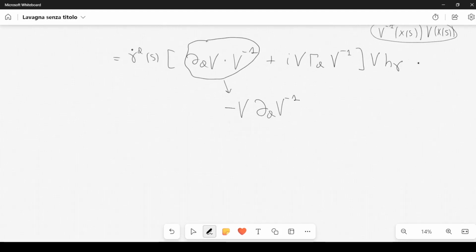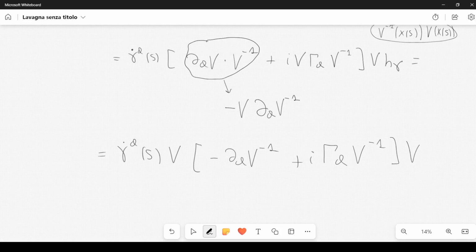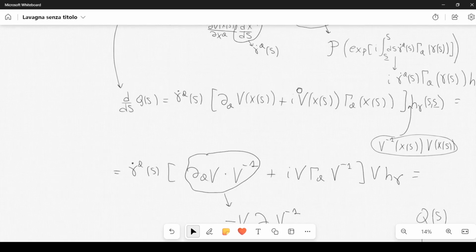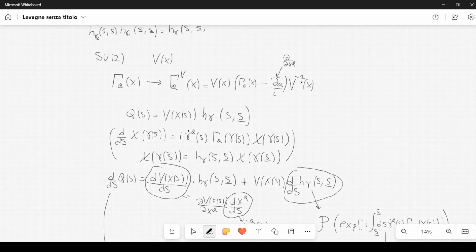And we can write the following. So we have \dot{\gamma}^a(s) times V, and then I have minus ∂_a V inverse plus i Γ_a V inverse, times V h_γ. But now you can see that V h_γ is just equal to what we defined as Q. This is just Q(s). And if you also check, this quantity here is something that you should recognize from the transformation that we imposed for Γ.